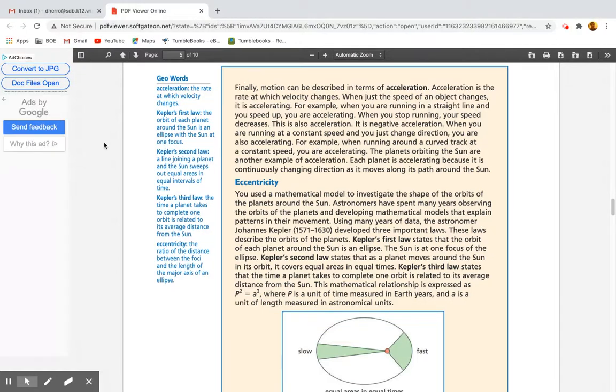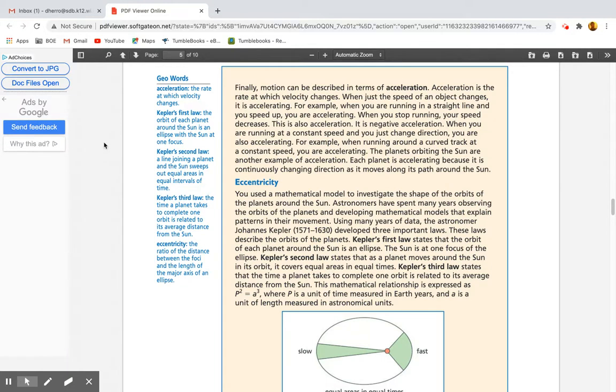Finally, motion can be described in terms of acceleration. Acceleration is the rate at which velocity changes. When just the speed of an object changes, it is accelerating. For example, when you are running in a straight line and you speed up, you are accelerating. When you stop running, your speed decreases. This is also acceleration. It is negative acceleration.